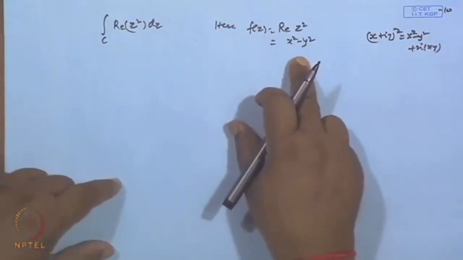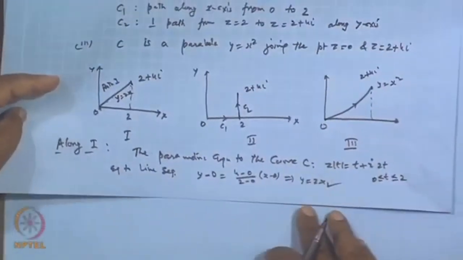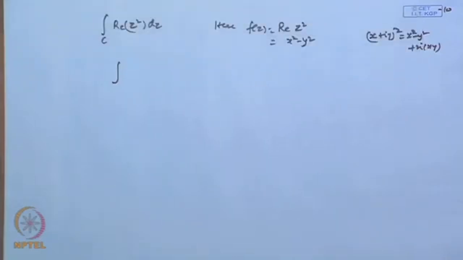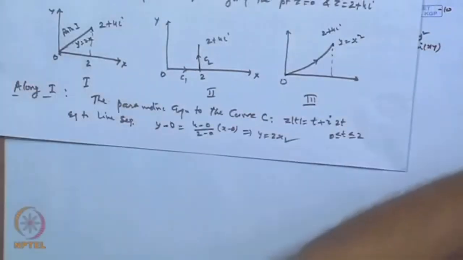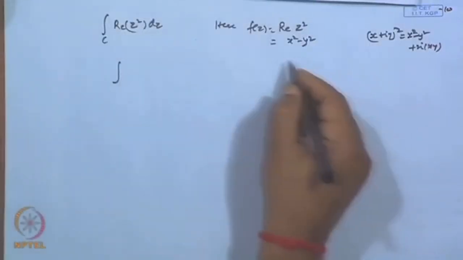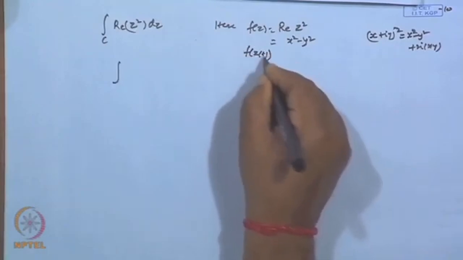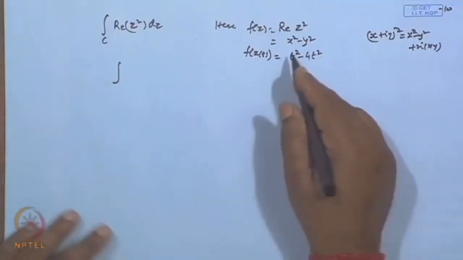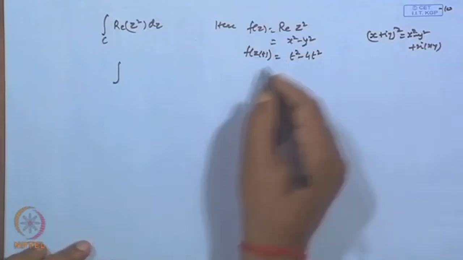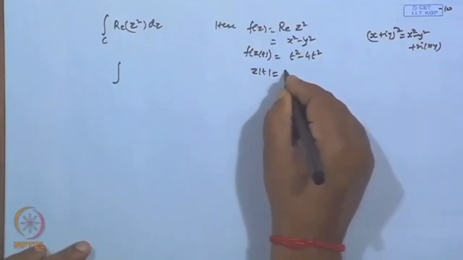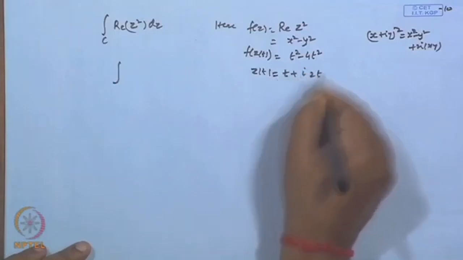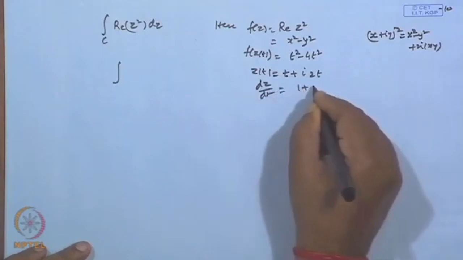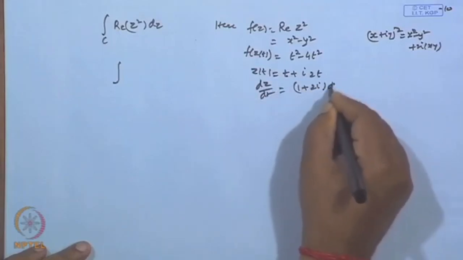Now compute this value at the points of the curve. The function is x squared minus y squared, and x is t, y is 2t. So the value of this at z of t is nothing but t squared minus 4t squared. Is it not? Because z of t is t plus i times 2t. So dz by dt becomes 1 plus 2i, that's all.